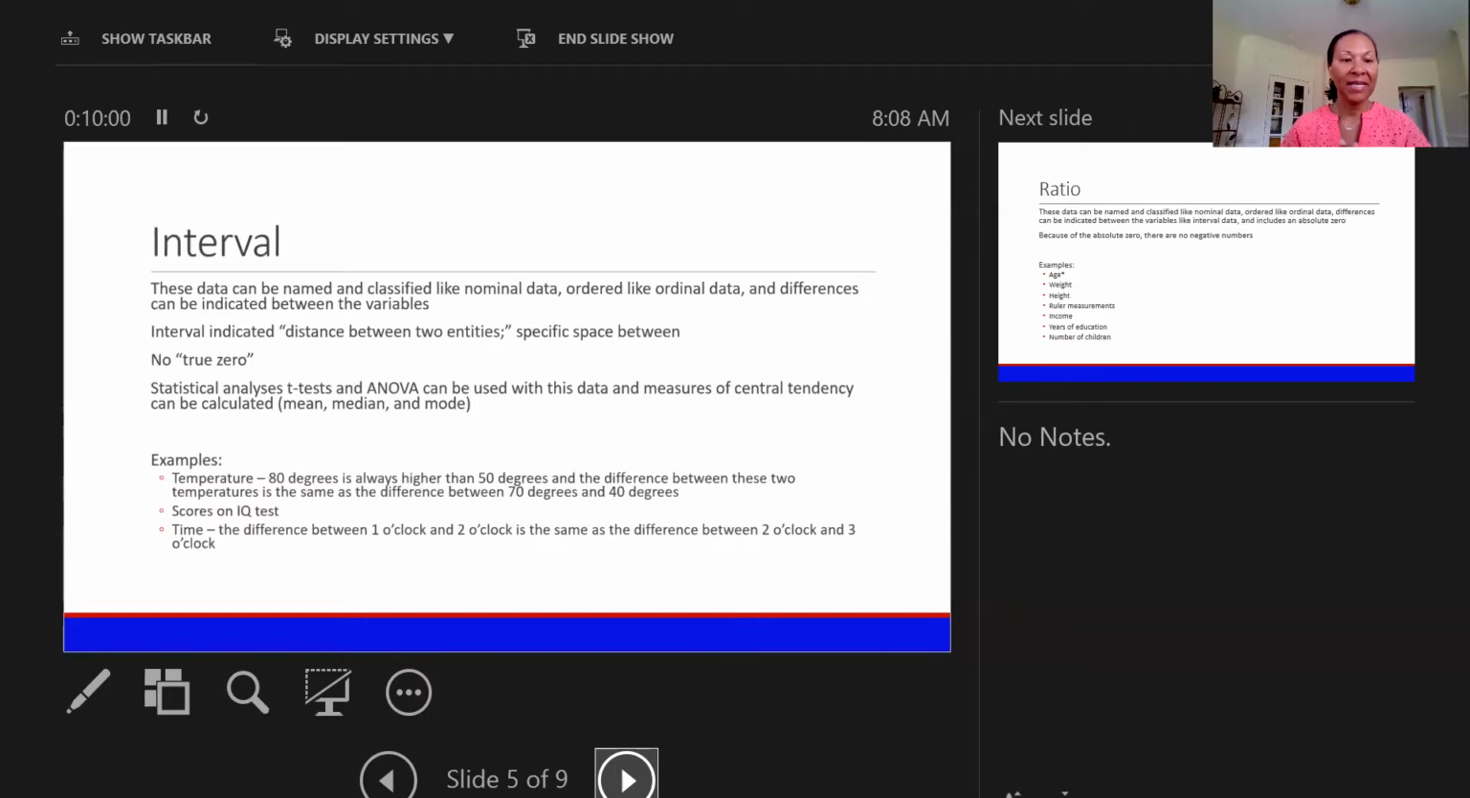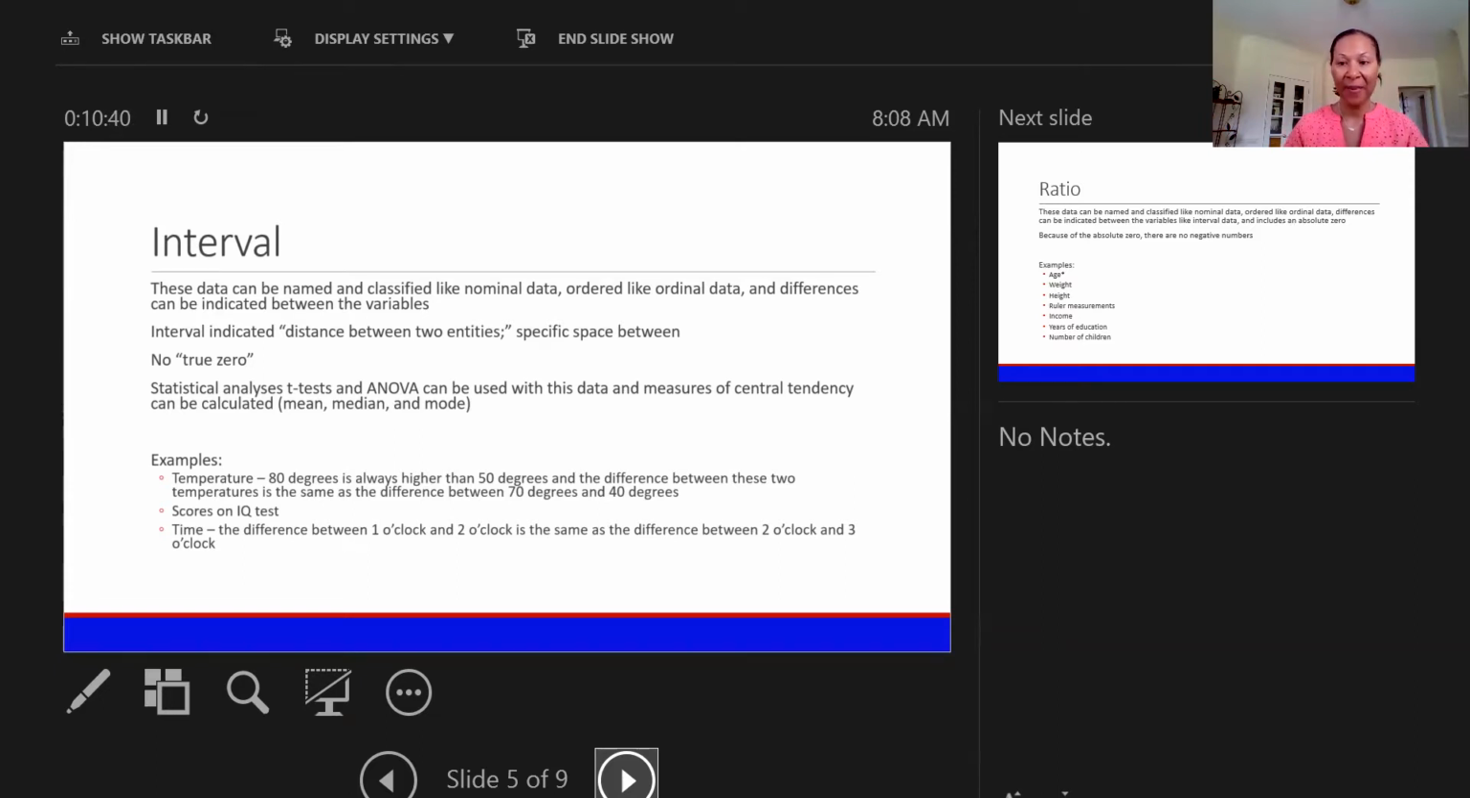So the next type of data is interval data. This data can be classified like nominal data. It can be ordered like ordinal data. And we can tell the difference between each of the variables. If we remember, with ordinal data we had subjective things, like how do you feel? What do you like? We can't measure specific differences with that type of data, but we can with interval data, because we can identify these specific differences between those two things.